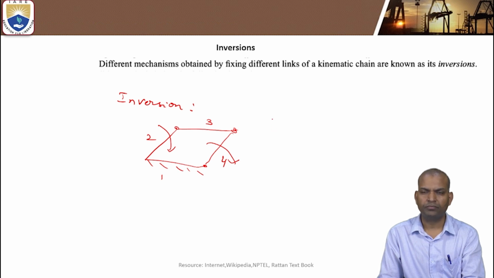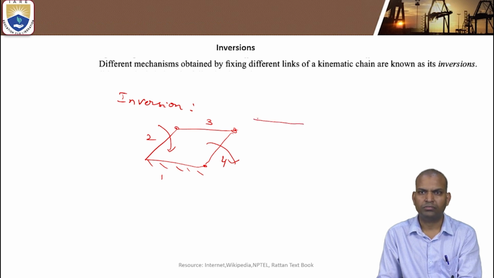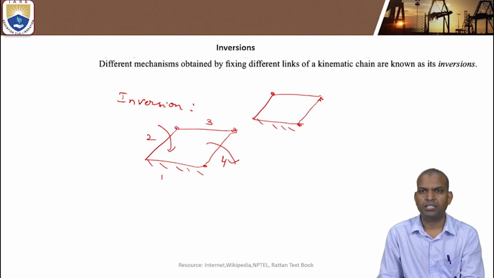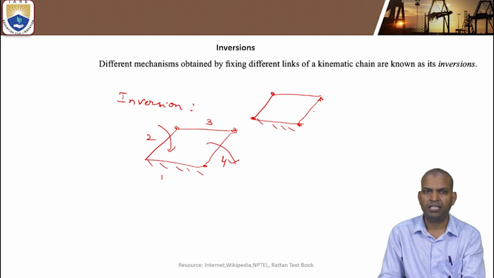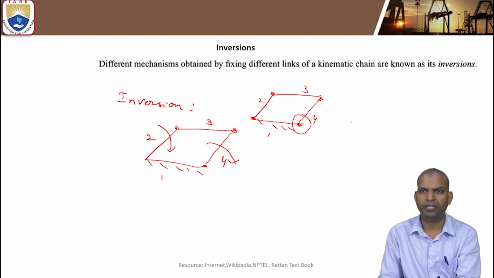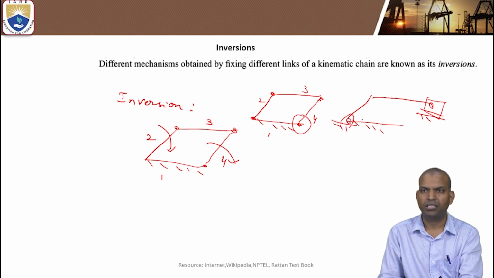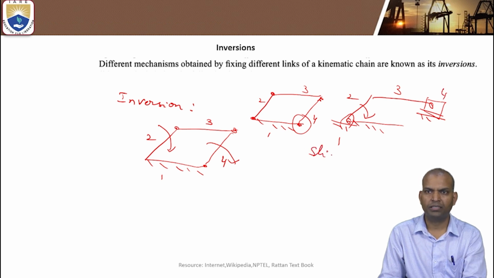So it is a 4-bar chain. The 4-bar kinematic chain consists of 4 turning pairs. If you remove one of the turning pairs and replace it with a sliding pair, this is link 1, 2, 3, 4. I am going to replace this turning pair with a sliding pair. Then what will happen? If you keep the slider, then link 2 becomes a crank, link 1 is fixed, link 3 is a connecting rod, and link 4 becomes the slider. Then it is called slider crank mechanism.